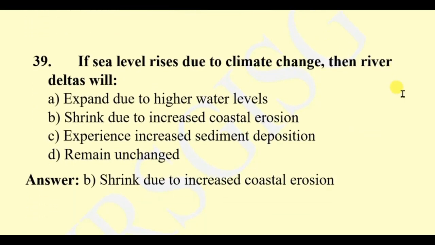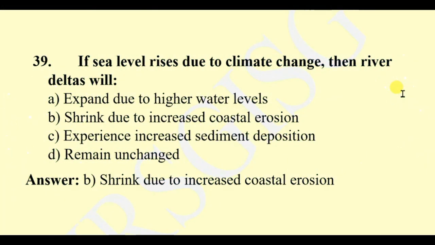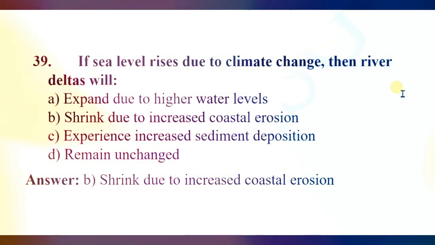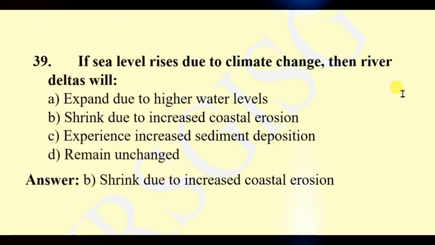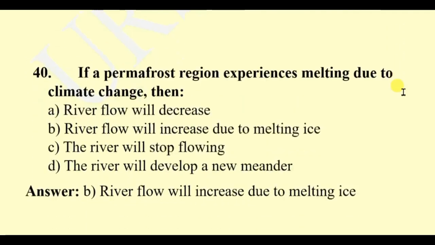Question 39. If sea level rises due to climate change, then river deltas will expand due to higher water levels, shrink due to increased coastal erosion, experience increased sediment deposition, remain unchanged. Here the right answer will be shrink due to increased coastal erosion. If sea level rises due to climate change, then river deltas will sink due to increased coastal erosion or coastal flooding.